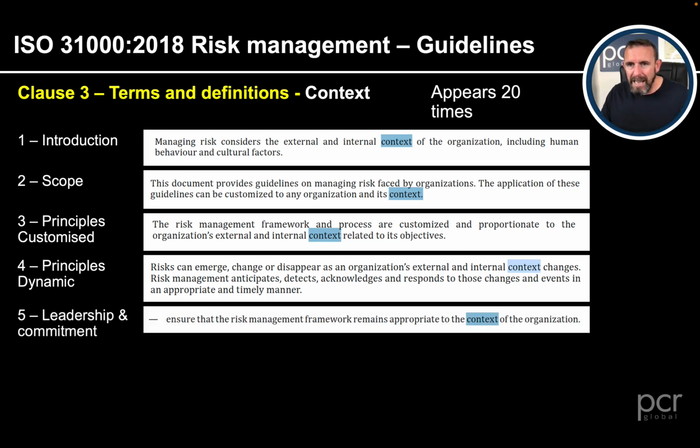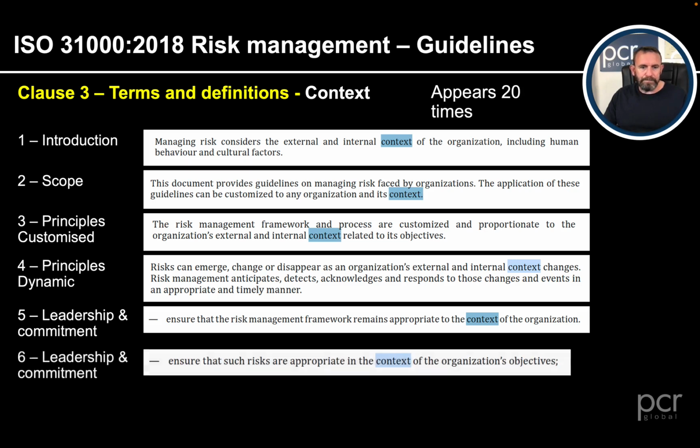So that's that dynamic. Risk management must be dynamic. The fifth time is in leadership and commitment. Leaders must ensure that the risk management framework remains appropriate to the context of the organisation. Again, we have the framework in one hand, referencing the context and making sure they align. When we put the risk management framework in, we must review the context of the organisation, the internal context and the external context, to ensure that we apply the framework at appropriate functions and activities.